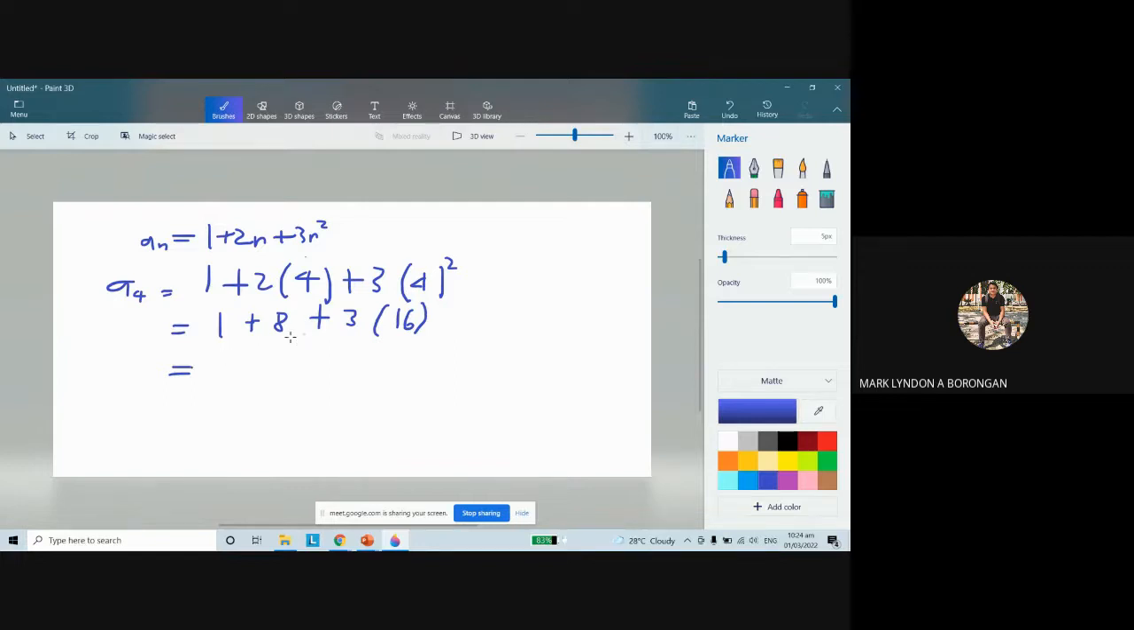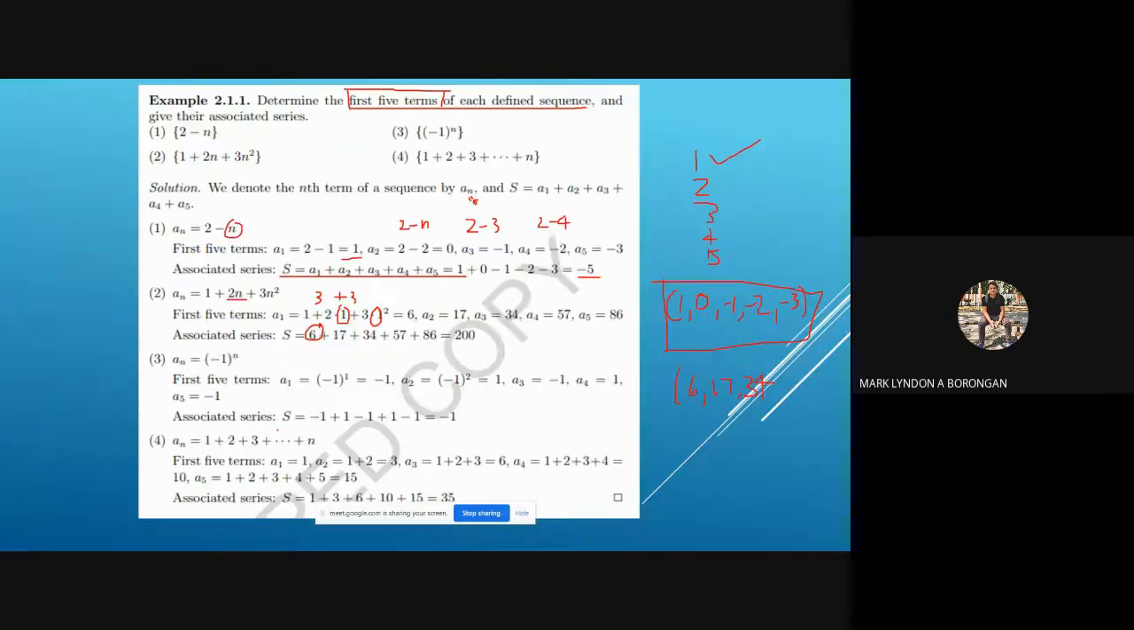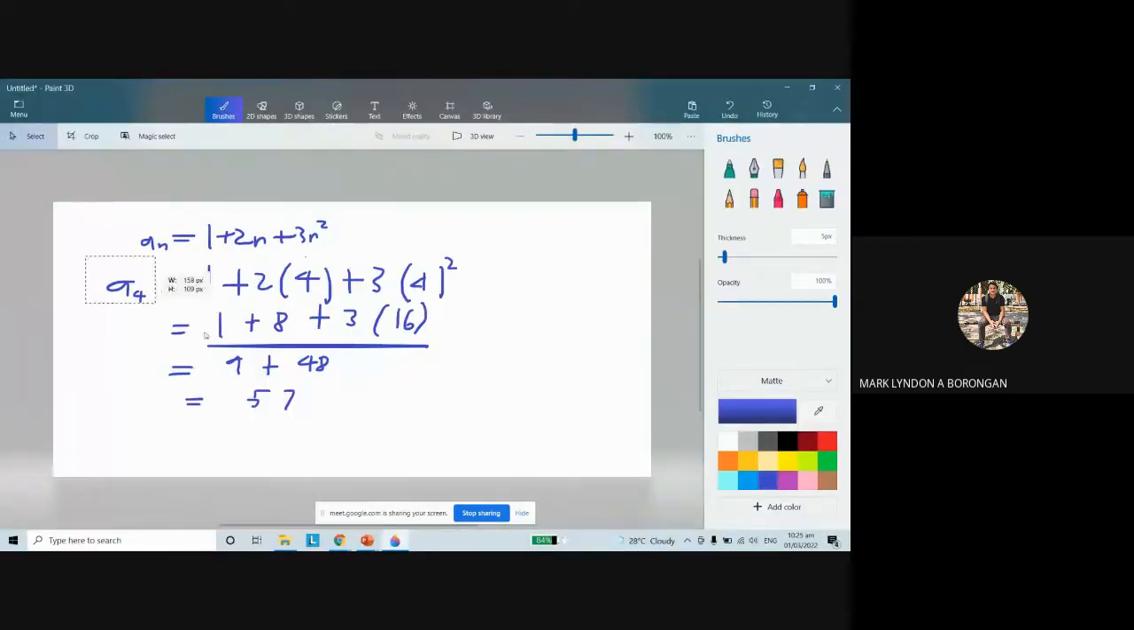So after ani, i-add na lang din nato ni siya. So 1 plus 8 is 9. Ang 3 times 16 is just 48. So 9 plus 48, that will be equal to 57. Okay? So ang last is kaya ito lang gyapon yung buhaton guys. Okay. So ang last nga term is 86 man. Okay, right sa nato 57 ha. Last nga term is 86.